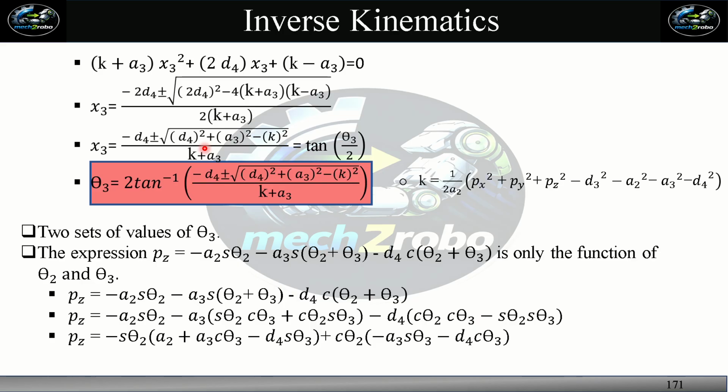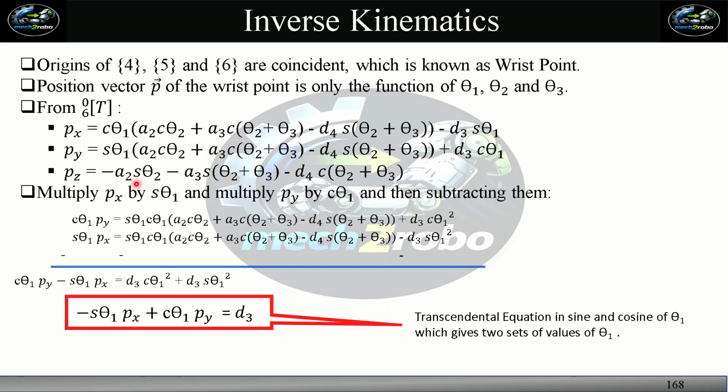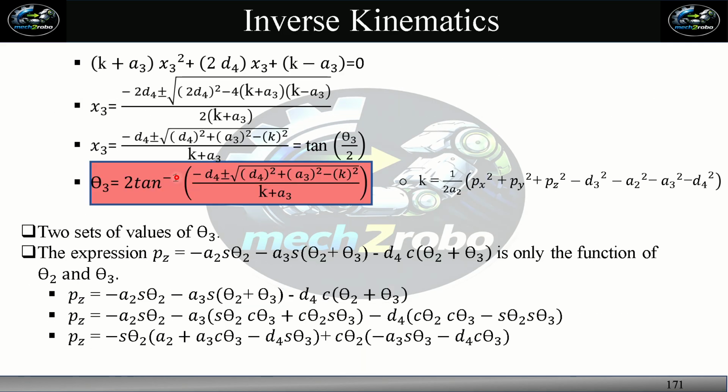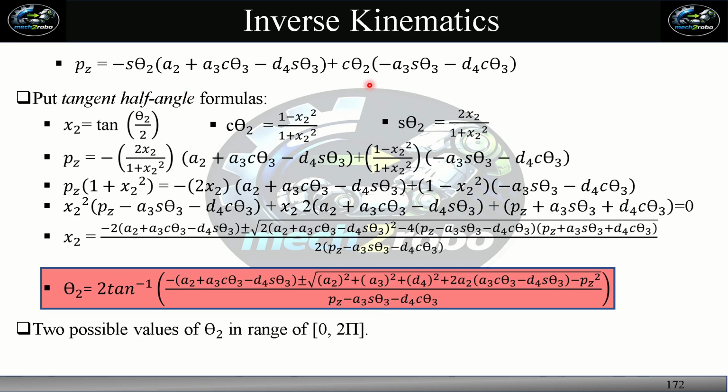Now we see that the position component along the z-axis has two terms, theta 2 and theta 3, and we already know the theta 1 and theta 3 values. Now our next task is to determine the value of theta 2. For that, we take the pz equation, and in this equation we put the formula sin a plus b equals sin a cos b plus cos a sin b. Similarly, we put the formula cos a plus b equals cos a cos b minus sin a sin b, and by simplifying this equation we get this equation, which is in terms of theta 2 and theta 3.